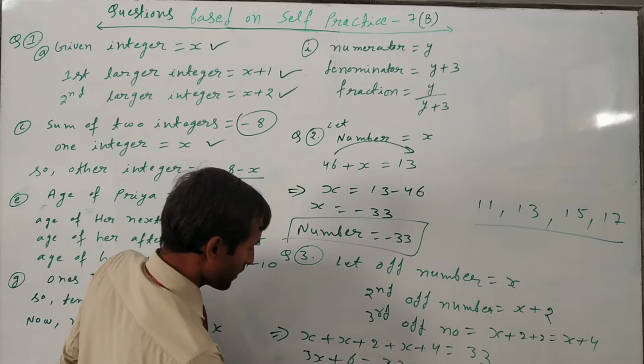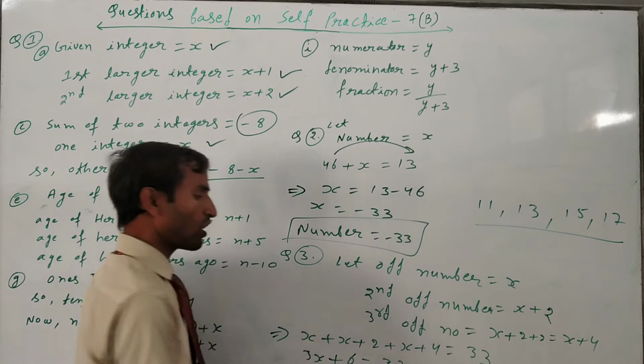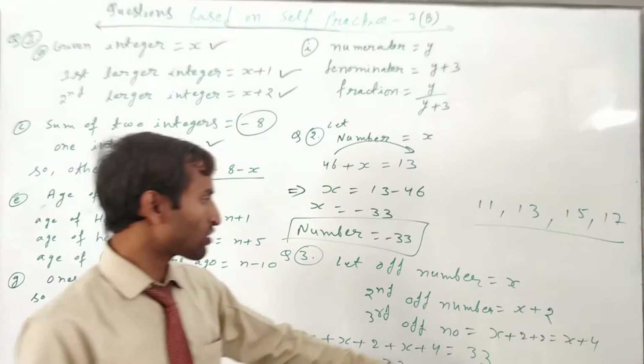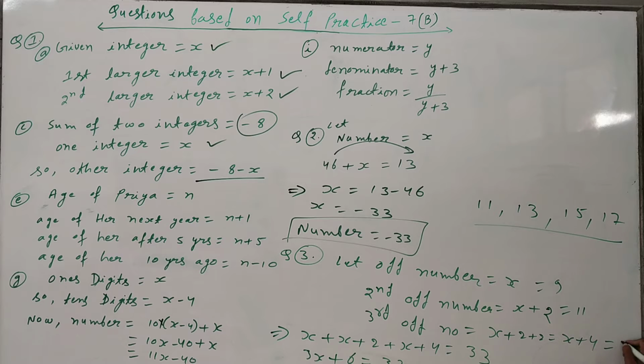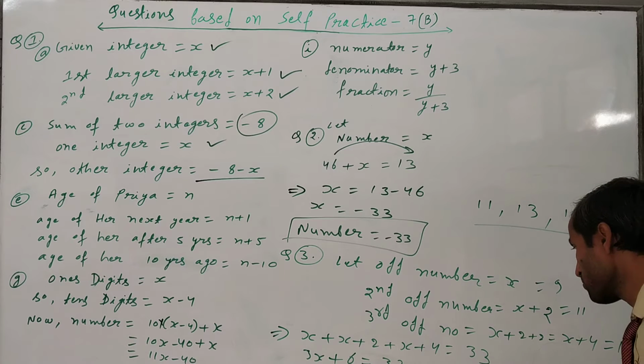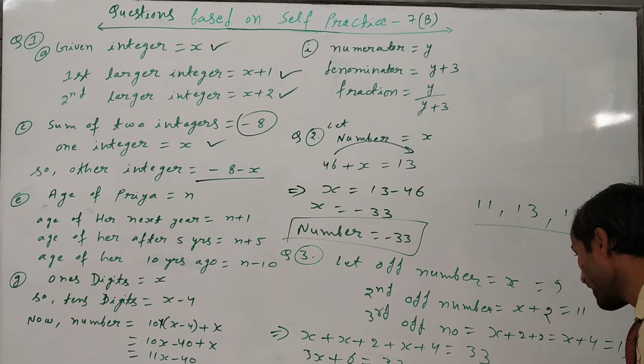Now 3 will divide. So x is equal to 27 upon 3. Then it will cancel out to 9. So the first odd number is equal to 9. Then the second is 9 plus 2, which is 11. This one is 9, this one will be 11, and this one will be 13. So the consecutive odd numbers will be 9, 11, 13. This is the required answer.